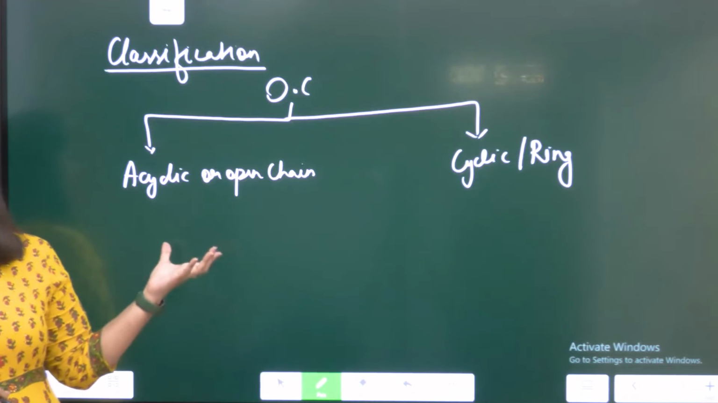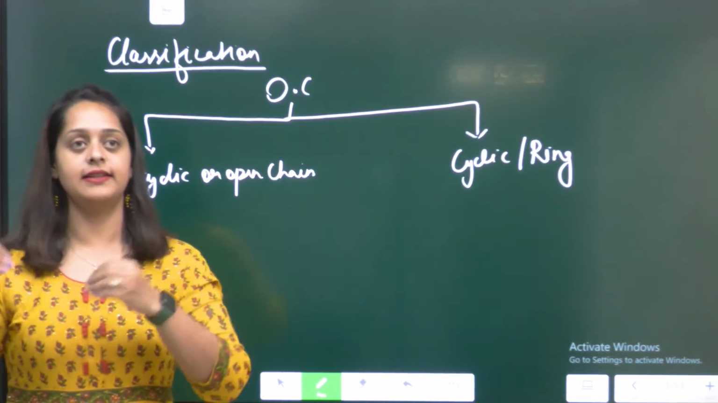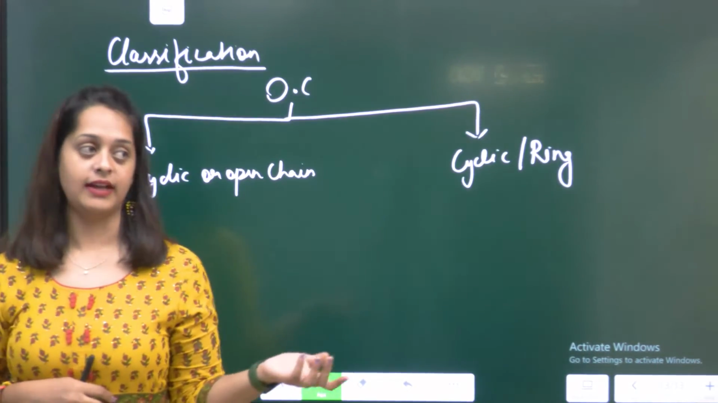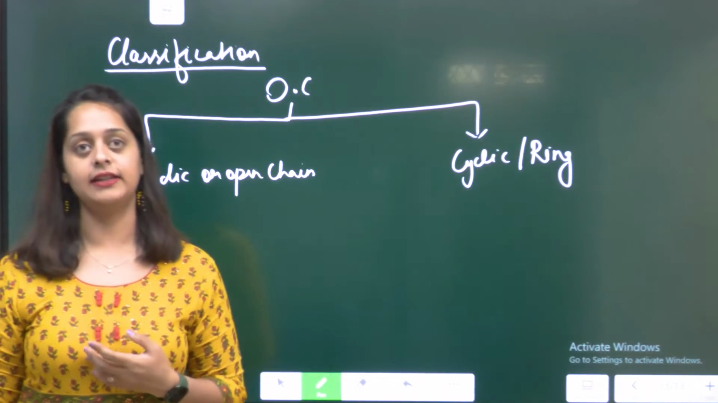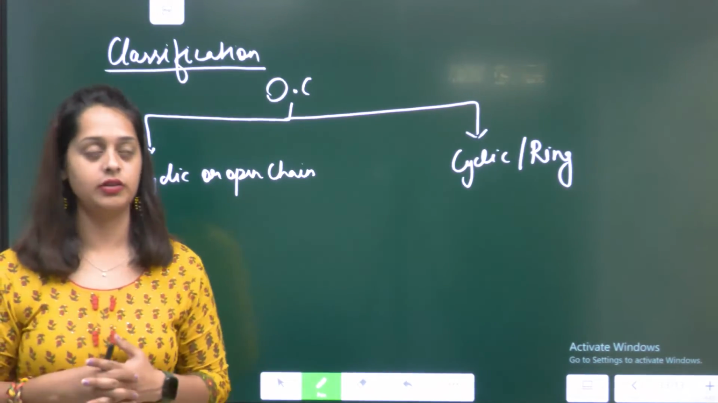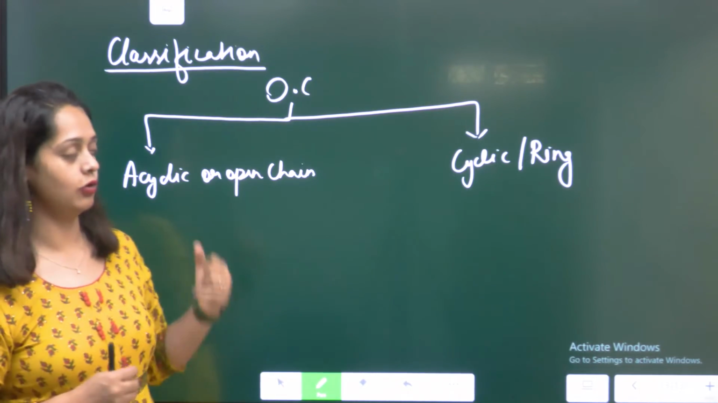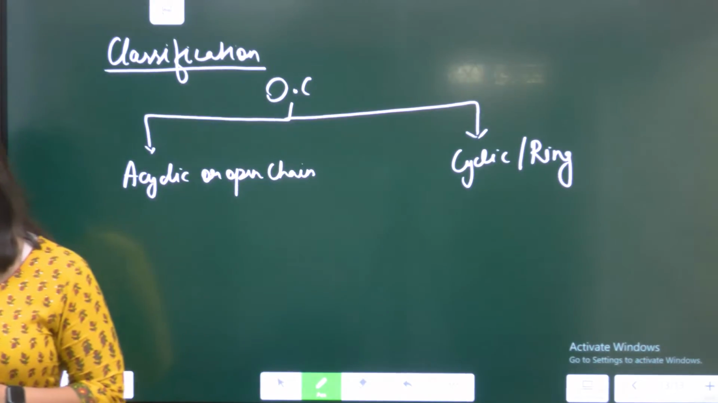Acyclic open chain compounds are the ones lying continuously, where the CC bonds are getting formed. Like in the case of soaps and detergents, they consist of C17, C18, C21 for that matter, a number of carbons joined together. So those fall under the category of acyclic or open chain. Now we come to the cyclic or the ring one.